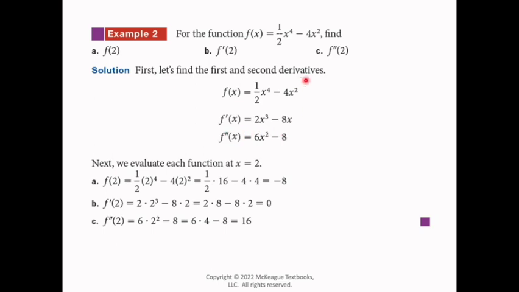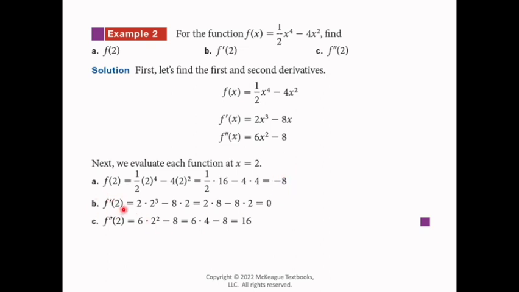Now if we evaluate all 3 of these at 2, here's what we'll have. So when I want to find f of 2, that means I'm going to take 2 and plug it into the function everywhere I see x. So I'll have 1/2 times 2 to the 4th minus 4 times 2 squared. And when I clean that up and use my order of operations to find that value, I'm going to get -8.